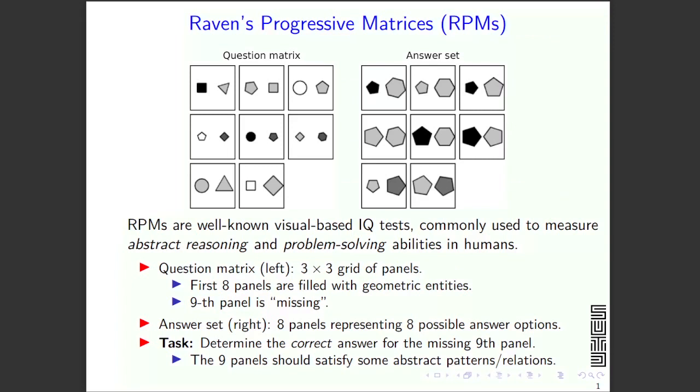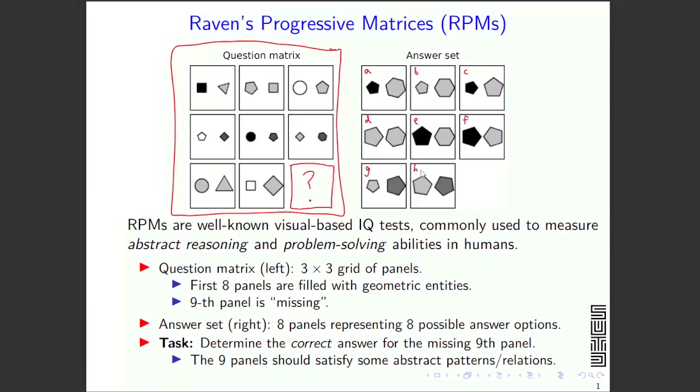Imagine you are seeing this reasoning test for the very first time. On the left, you have a question matrix comprising a 3x3 grid of panels with a missing 9th panel. And on the right, you have 8 panels as your possible answer options. Now, perhaps you may not know that this is called a Raven's progressive matrix, but you could certainly look at it and figure out the correct answer.